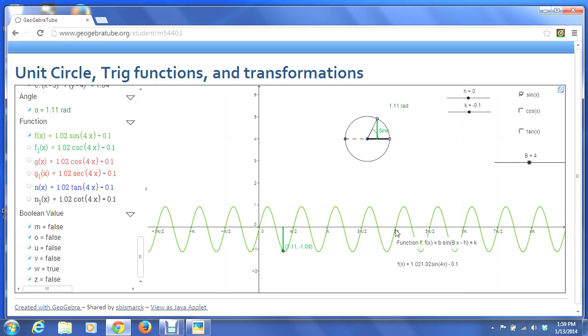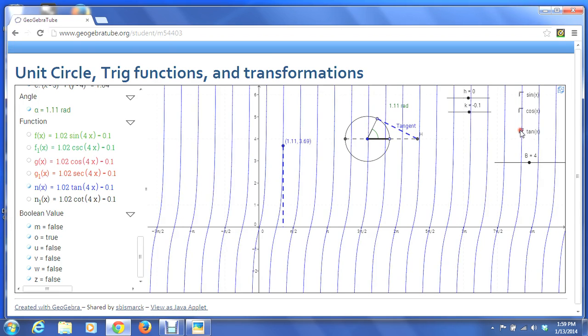So hopefully that's a brief overview of some trig functions and their graphs. And this is a great applet to play around with to improve your own intuition about how to manipulate sine, cosine, and tangent functions to give you a visual representation of what those functions look like.